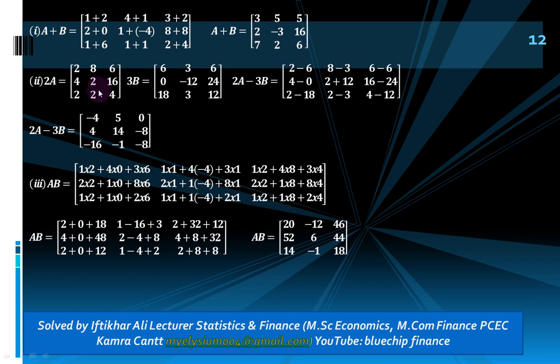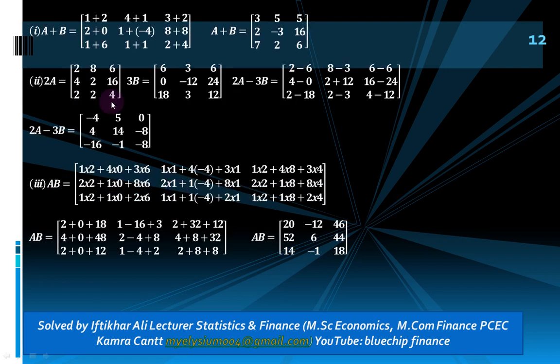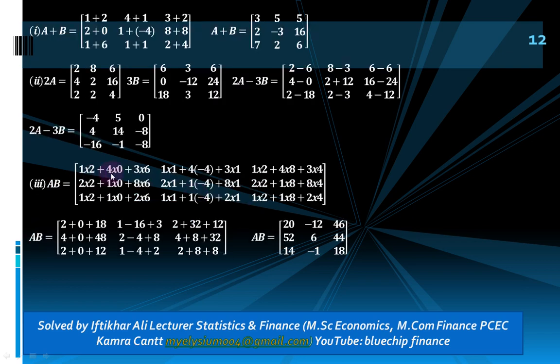Similarly for 2A minus 3B, first of all we multiply each element of matrix A by 2 and each element of matrix B by 3, as the multiplication is given here, and finally we subtract these two, and that will equal 2A minus 3B. So the final result of 2A minus 3B is given here. And for AB, we simply multiply first row by first column, first row by second column, first row by third column, that is given here.